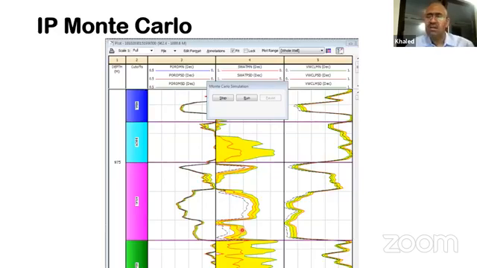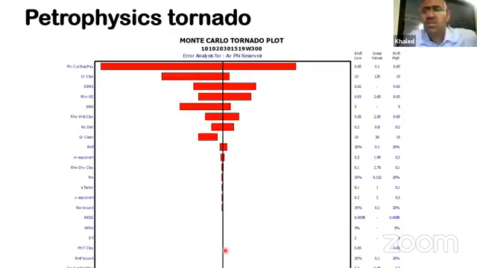And that's why here we run the tornado chart. So in Interactive Petrophysics, run the 2,000, 5,000 run and directly go and generate your tornado chart. The tornado chart is very simple. It will tell you which factor is affecting your data the most.